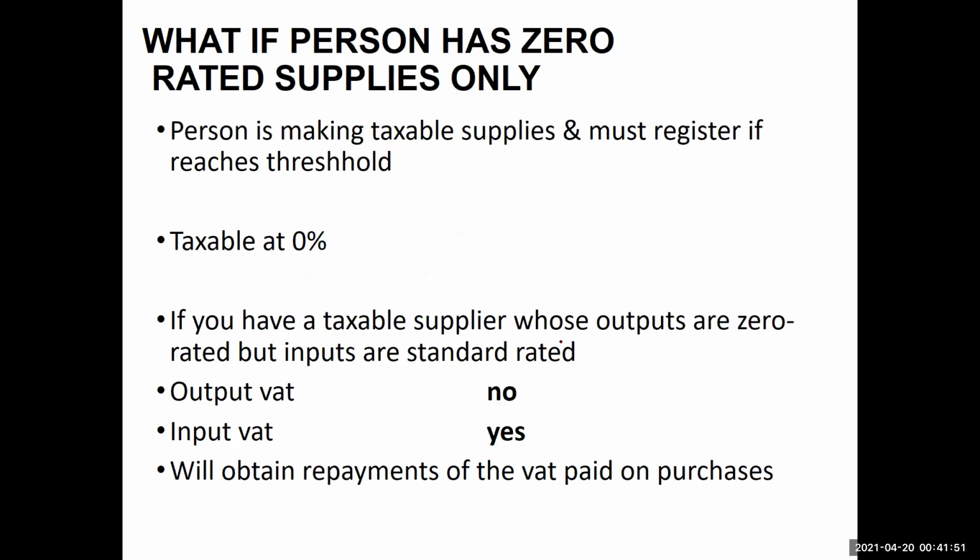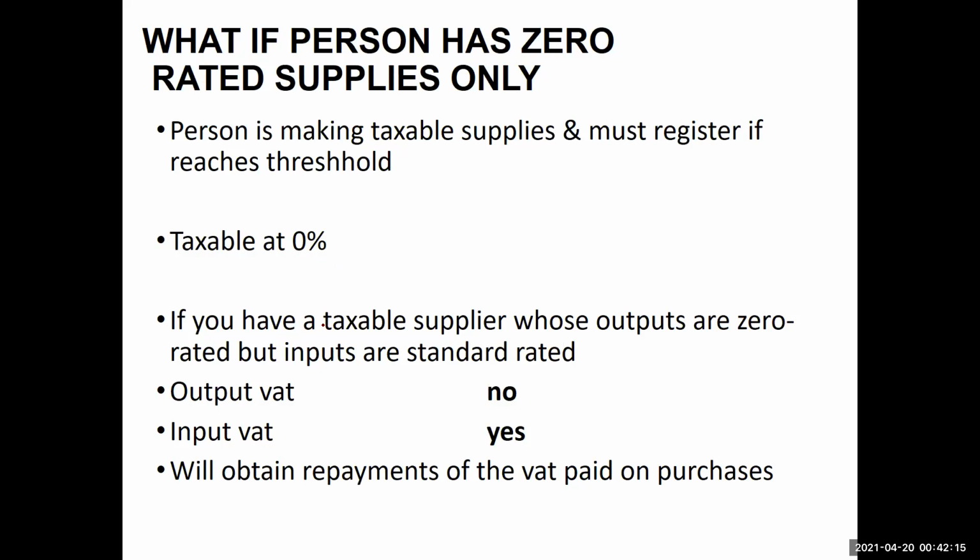Now, what if the person has zero-rated supplies only? If you have zero-rated supplies, yes, you are still considered a taxable person. A person making taxable supplies must register if he reaches the threshold, whether zero-rated, standard or reduced supplies. But of course, the tax rate will be 0%.